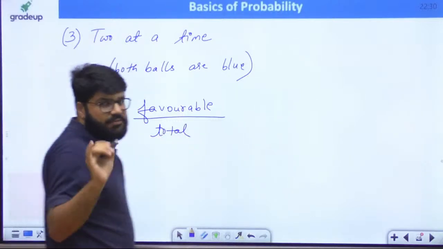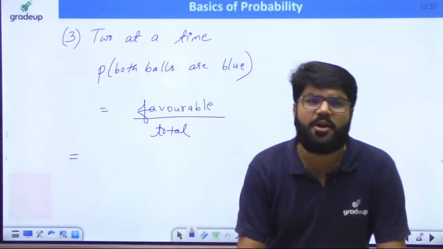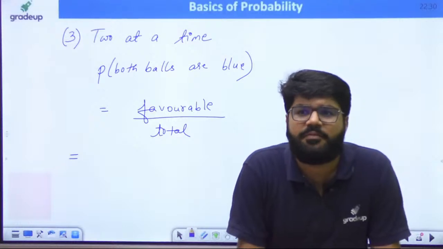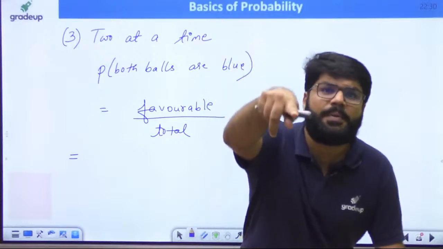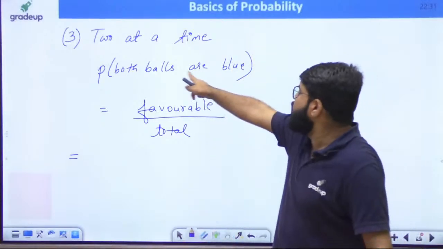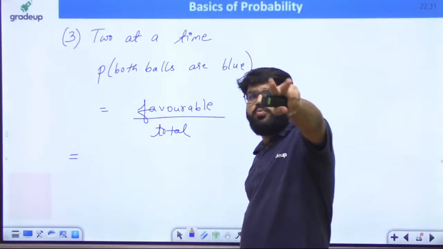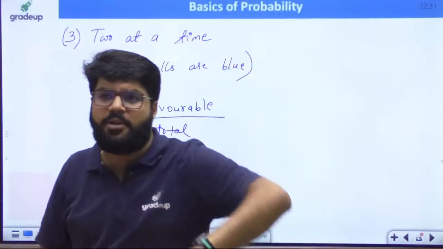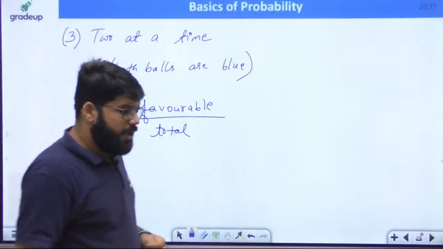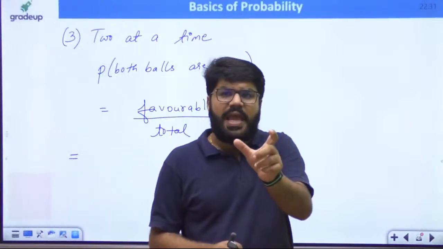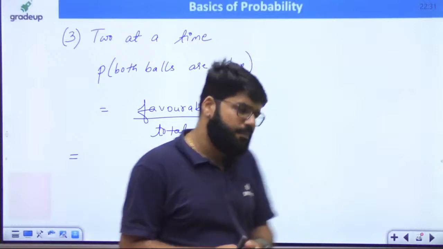Now, as I told you yesterday, favorable जब भी मैं बोलूँगा, what should be the meaning of favorable event? Favorable event is the event whose probability is required. And किसका probability required है? You want the probability of 2 blue balls. And how many blue balls are available? 4 blue balls available. Means any two balls out of the 4 should come.